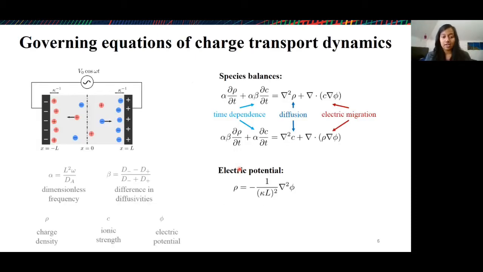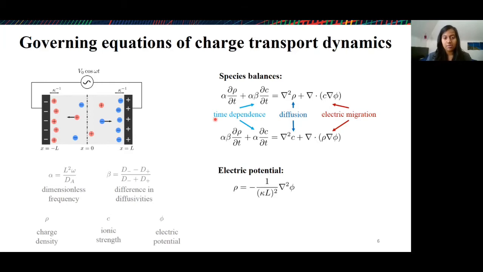To do that, I look at the ion transport equations, which are like Poisson-Nernst-Planck equations, which are species balance equations and electric potential balances for the charge density, the ionic strength, and the electric potential in the system. So the species balances are conservation equations for the charge density rho and the ionic strength C. On the left-hand side, we have time-dependent terms, which describe the rate of change of the species with respect to time. And these are balanced by the fluxes. So you have a diffusive flux because of concentration gradients, but additionally, unique to electrochemical systems, we also have this electric migration flux, which describes how these charged species move under an electric potential.